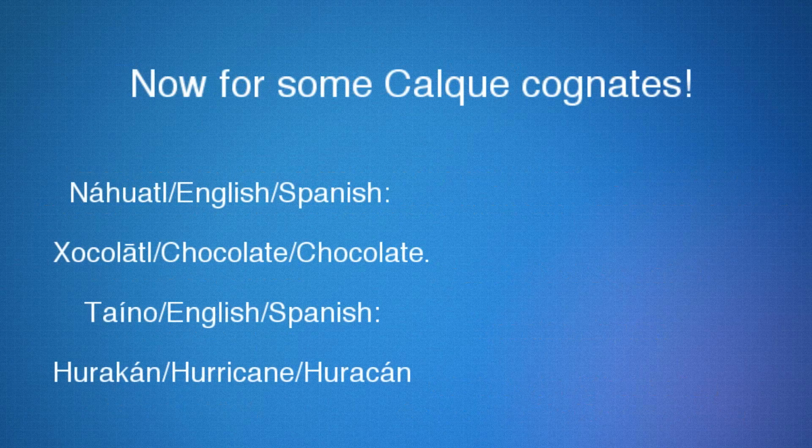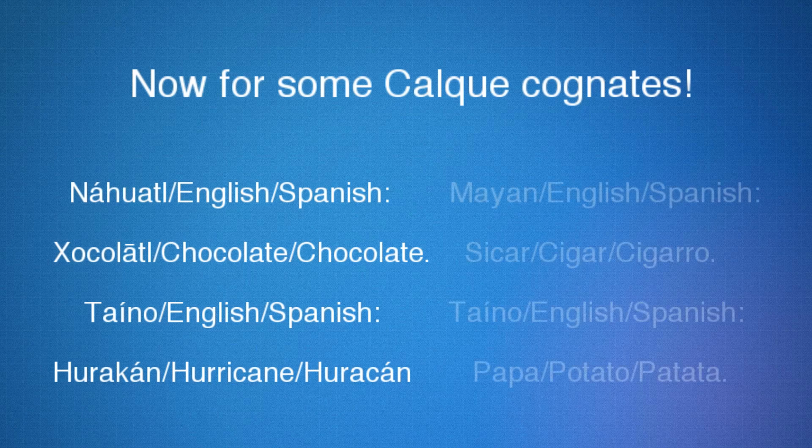In Náhuatl, English, and Spanish, we have chocolatl for Náhuatl, chocolate for English, and chocolate for Spanish. For Taíno, English, and Spanish, we have huracán for Taíno, hurricane for English, and huracán for Spanish.